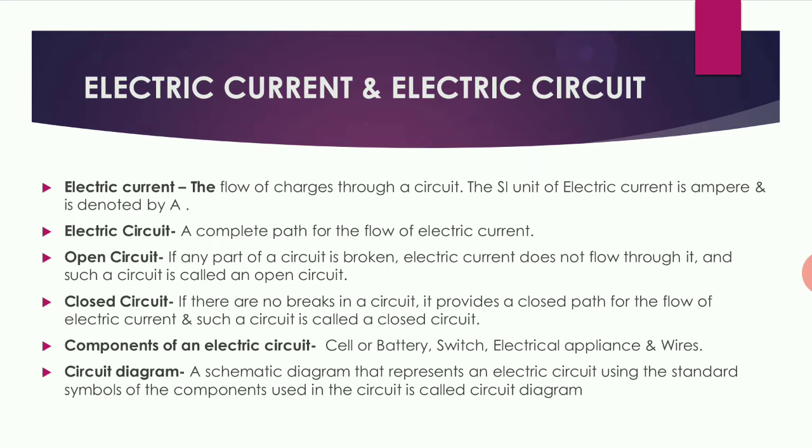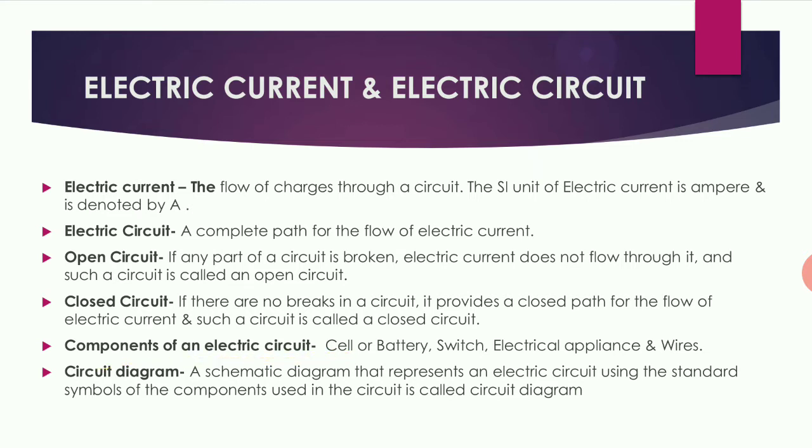And closed circuits are opposite to the open circuits. If there are no breaks in the circuit and it provides a closed path for the flow of the electric current, such circuits are called as closed circuits. So, if there is no break in the electric path, then electric current will flow, then we call it as closed circuits.